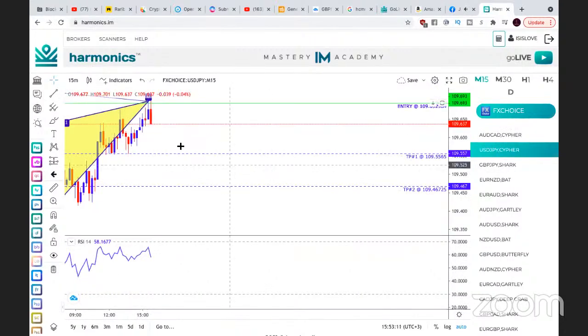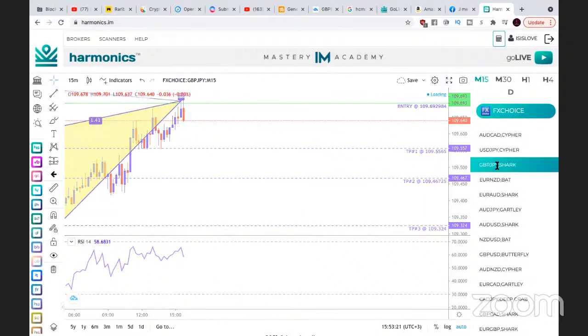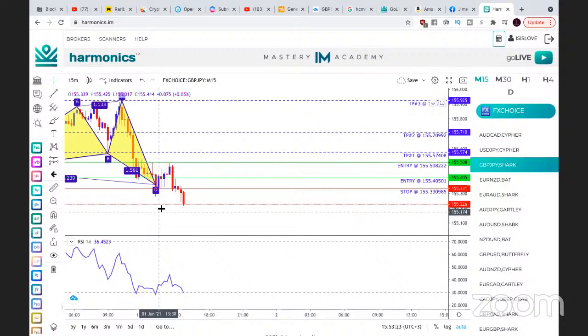I'm gonna take some questions. Damn, this is a good trade. Look, it's moving. Entry point, and it's heading down. It still hasn't hit take profit 1, take profit 2, take profit 3. Another good trade to get into. GBP, this went the opposite way.